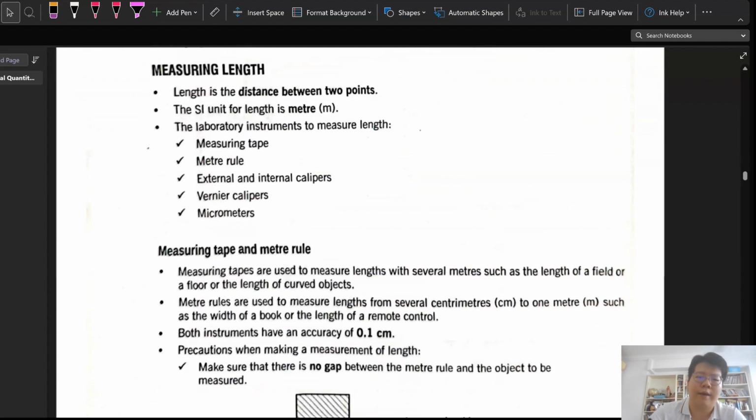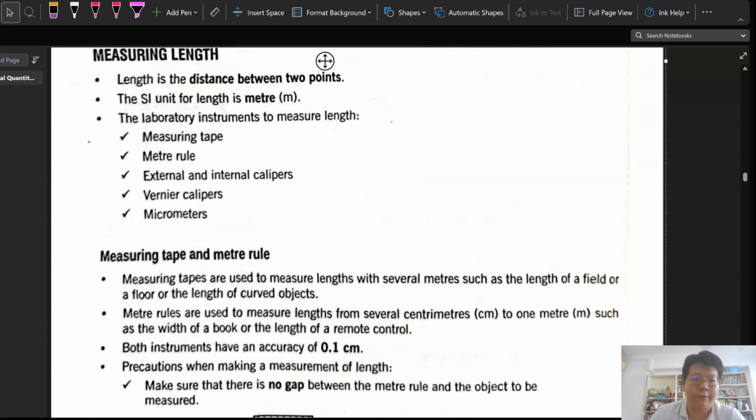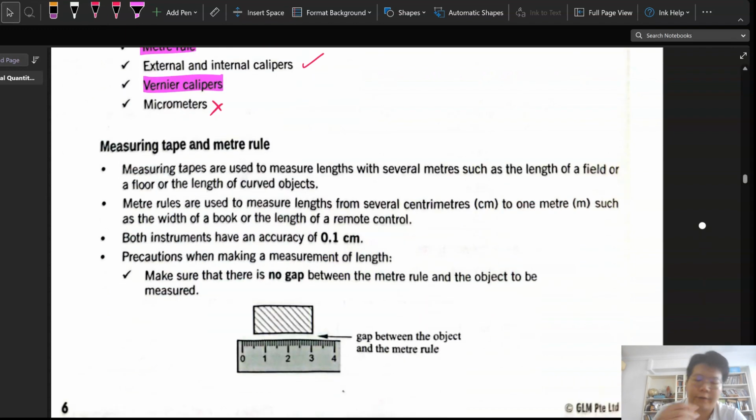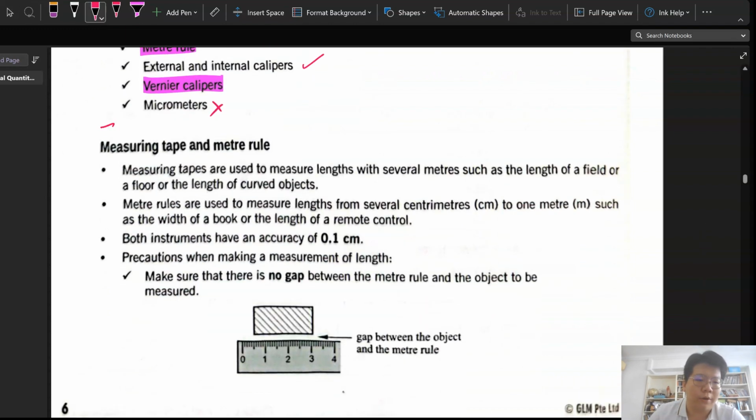So the next thing we will have to do is to actually know how to measure our length. And the first thing before measuring length, we have to know that the definition for length is the distance between 2 points. And the SI unit for length is meters. Take note. So in the laboratory, the instruments that we can use to measure length are multiple. We have our measuring tape, meter ruler, vernier caliper. Micrometer is currently not in your syllabus. External and internal caliper is. Okay, so let's look at our measuring tape and measuring ruler. Take note, both instruments will have an accuracy of 0.1 cm.